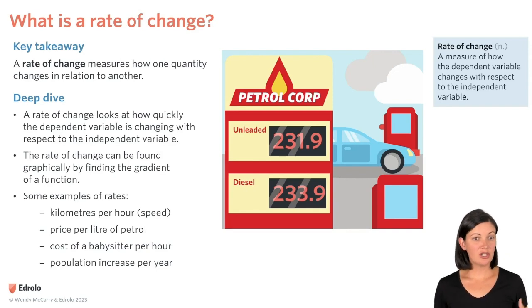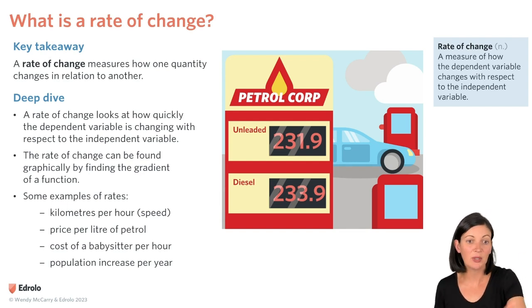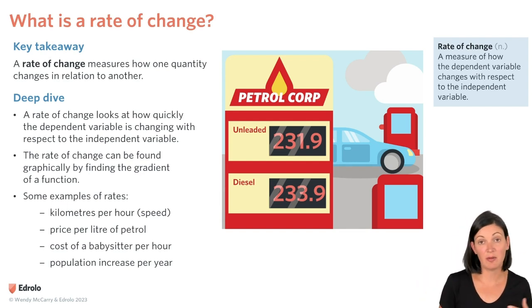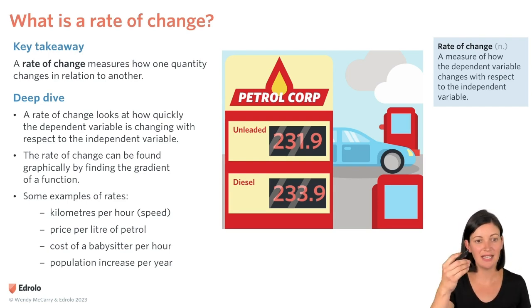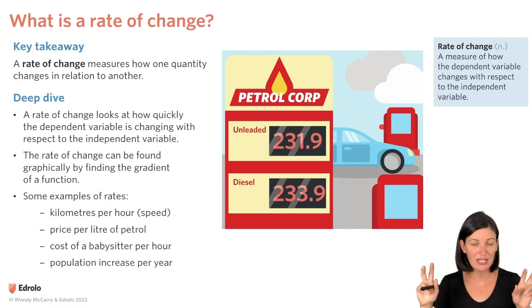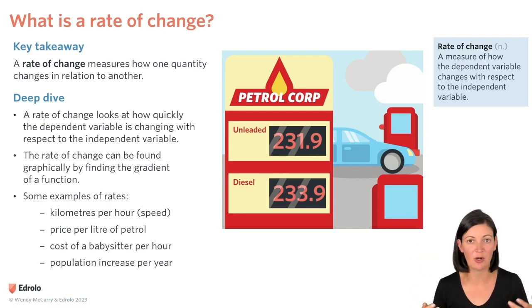Okay, so a rate of change is a measure of how one quantity changes in relation to another, okay? And in particular, we're looking at how the dependent variable changes with respect to the independent variable, okay? So some very typical examples of rates might be kilometers per hour or speed in any form, the price per liter of petrol, the cost of a babysitter per hour, the population increase per year. And you can see that common word in there, per, that gives us a bit of a clue that we're talking about a rate of change.